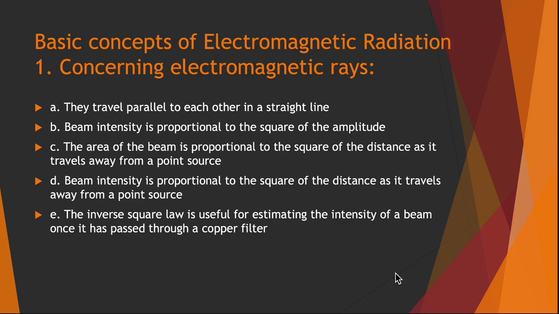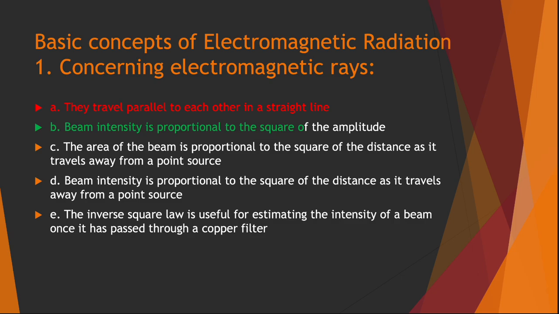Concerning electromagnetic rays, the first STEM question that was asked was that they travel parallel to each other in a straight line. The answer is false, because electromagnetic rays originate from a point source and diverge out, traveling in a straight line. However, they are not parallel to each other unless they are attenuated. So the word parallel was the thing which made this STEM question wrong.